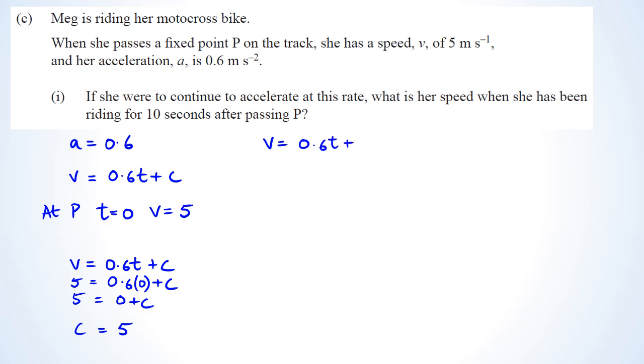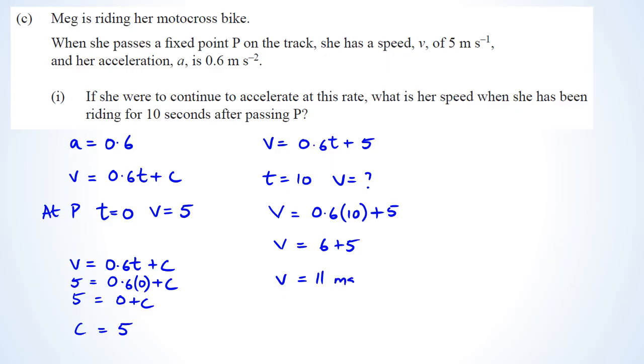Now it says if she were to continue to accelerate at this rate, what is the speed after 10 seconds? So we're basically saying when t equals 10, what is the velocity? So v equals 0.6 multiplied by 10 plus c, oh no, not c, sorry, I forgot that. That should be 5. So velocity equals 6 plus 5. Velocity equals 11 meters per second. So to get this, you're already getting a merit.